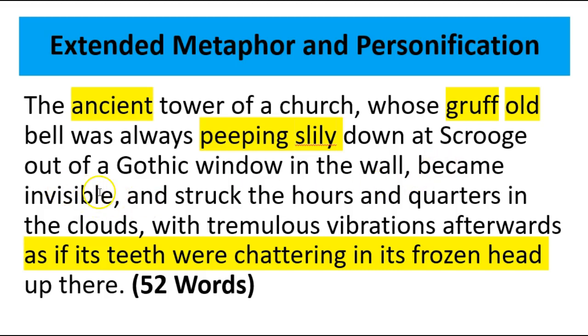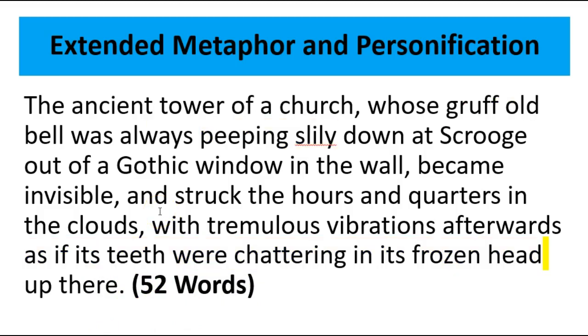So it became invisible, and then it struck the hours. That's another verb. And then you can start listing. So it's the quarter hours and the tremulous vibrations, etc. Okay, so keeping your main verb till much later in the sentence is a really easy way to make your sentence really long. And then the other way to make it long is to add an extra bit of description into it. So the ancient church tower of a bell, that's describing the tower, whose gruff old bell was always peeping slyly down at Scrooge.